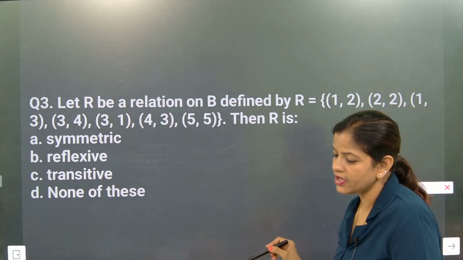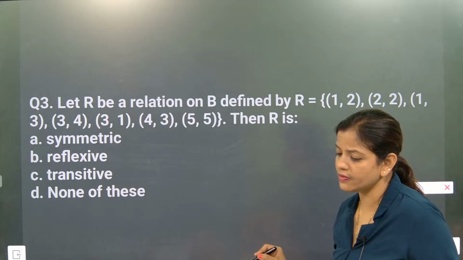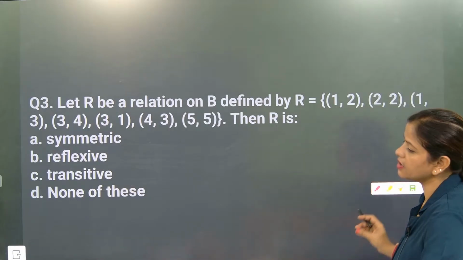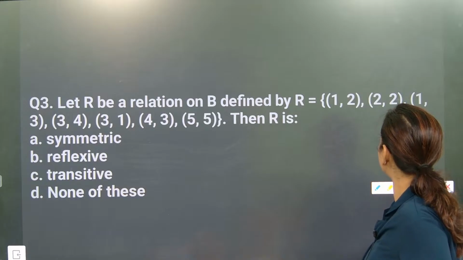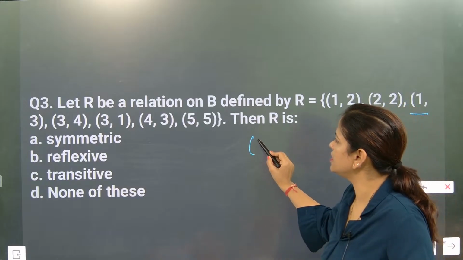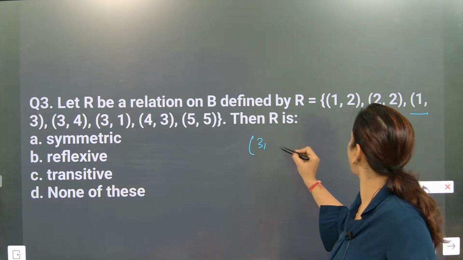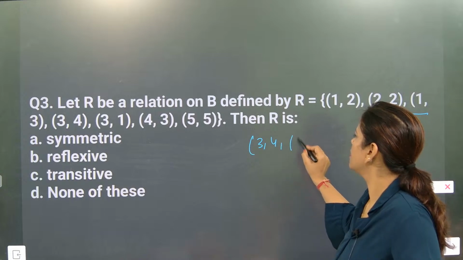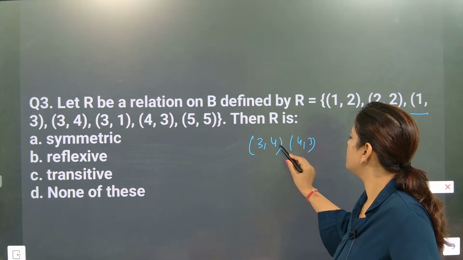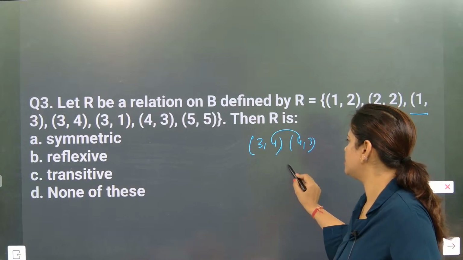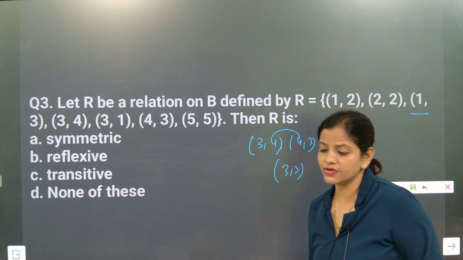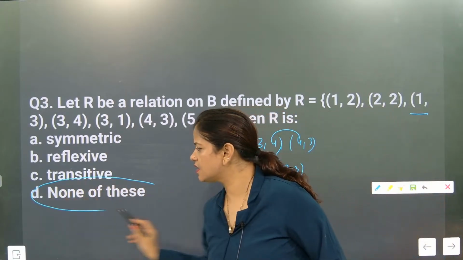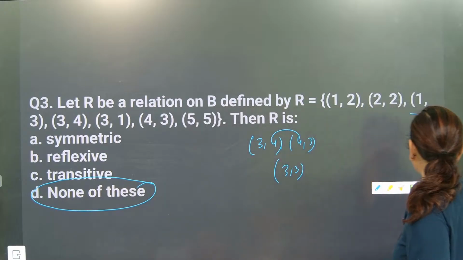You need to be very careful because none of these can also become the answer. Here none of these will become the answer. Why? Because I checked only one thing here. (1,4) is not there. (3,4), (4,3) is there, but (4,4) is not there. (3,3) is not there. (4,4) is also not there. So definitely it is not transitive also. So the answer is none of these.